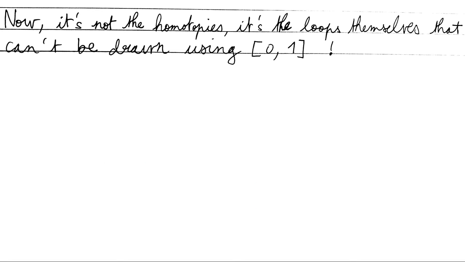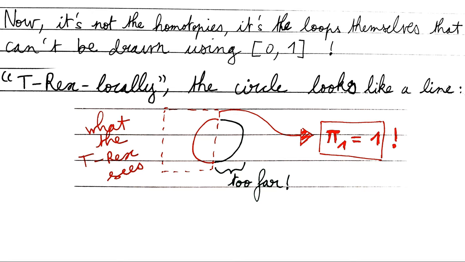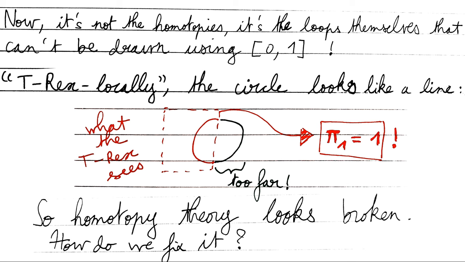Now, it's not the homotopies this time, it's the loops themselves that we can't draw using the standard interval. From the point of view of a T-Rex, you might say that the circle looks just like a line. Any loop that the T-Rex might draw will be contractible. The circle is just too big for the T-Rex to even notice that it loops around. You may be getting the feeling that homotopy theory is somewhat broken, at least when we consider such big spaces.